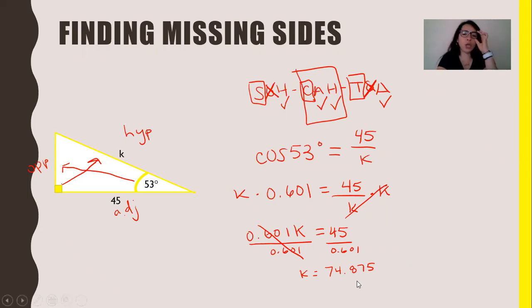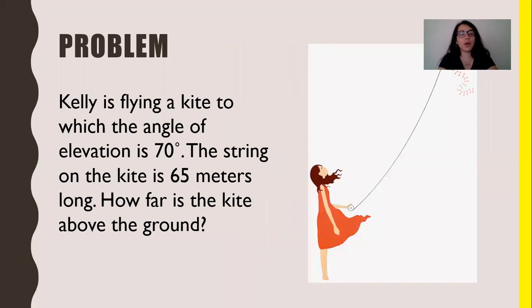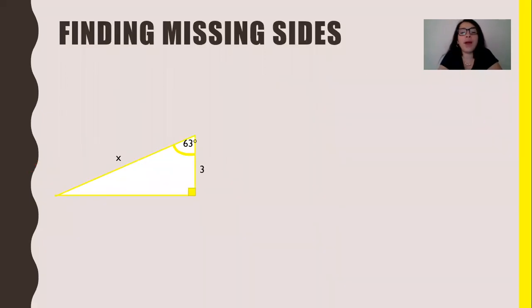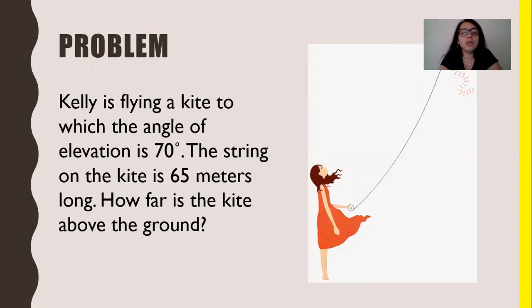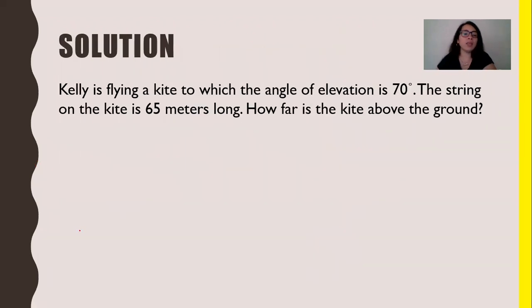Now, let me just go into our last practice problem. Let's do this one. So based on this one, if we were to do our kite triangle, remember that they said the elevation is 70 degrees. So we know this is 70 degrees. We know that the string is 65 meters. And they want us to know how far the kite is above the ground, which is this right here. So we're gonna make that X.